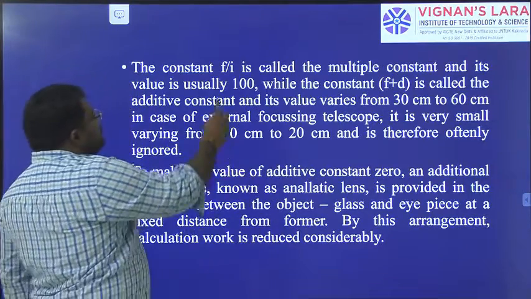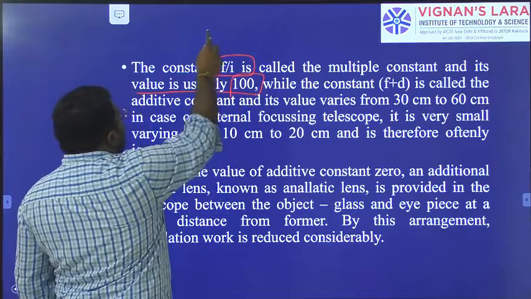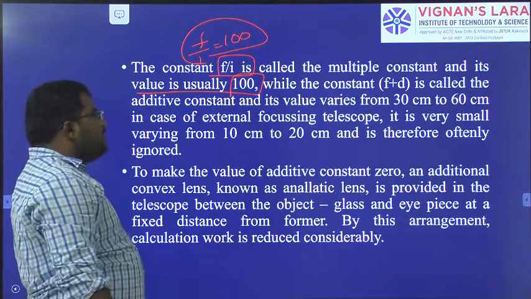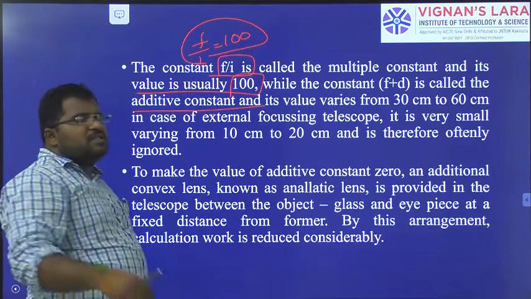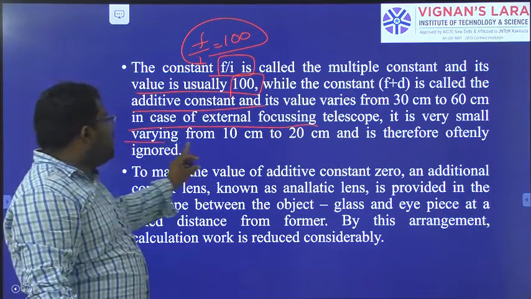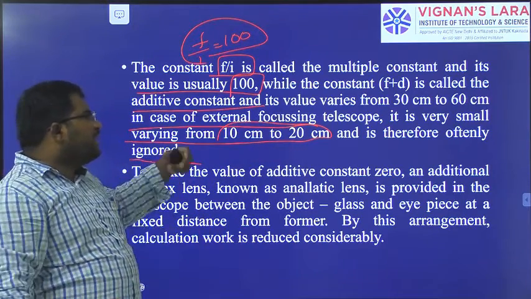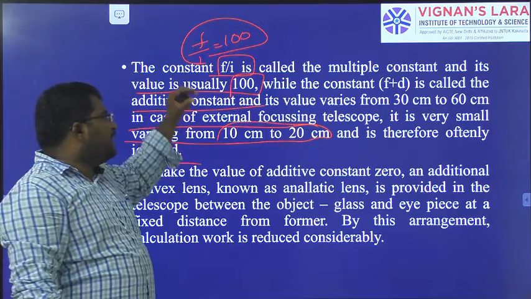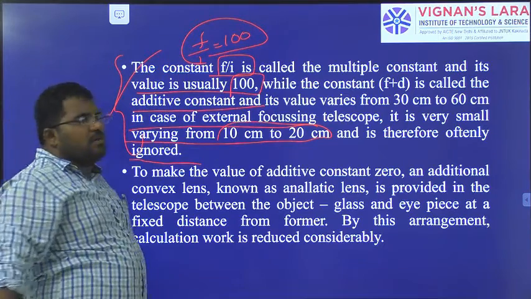The constant F by I is called the multiplying constant, and its value is usually 100. This is called the multiplying constant. The constant F plus D is called the additive constant, its value varying from 30 to 60 centimeters in case of an external focusing telescope. It is very small, varying from 10 to 20 centimeters, so we are going to ignore it. Most of the time the F plus d value should be taken as 0, and the multiplying constant as 100. Please remember, this is a very important concept in tacheometry.